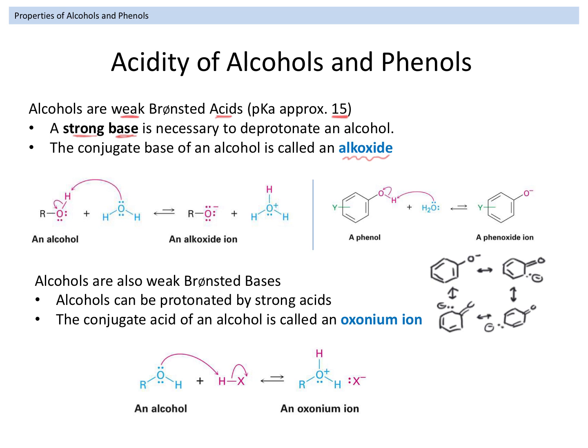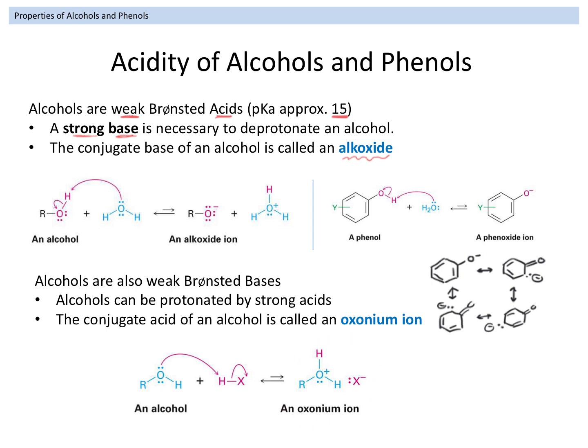The resonance structures of the phenoxide ion are shown, illustrating how the negative charge is delocalized over the aromatic system, which stabilizes the ion. Alcohols can also act as weak Brønsted bases. They can accept protons from strong acids to form their conjugate acids, known as oxonium ions.